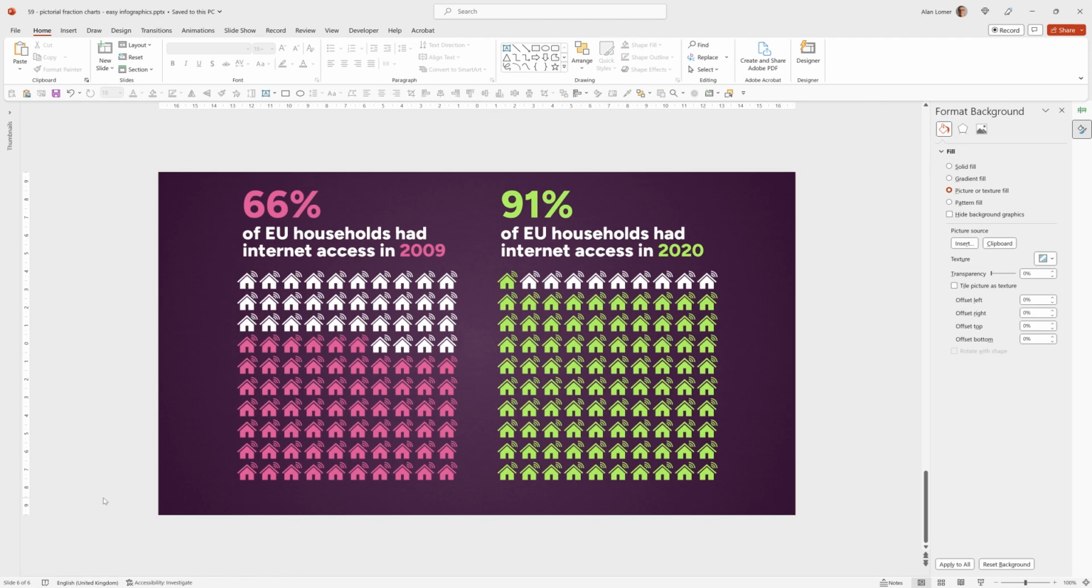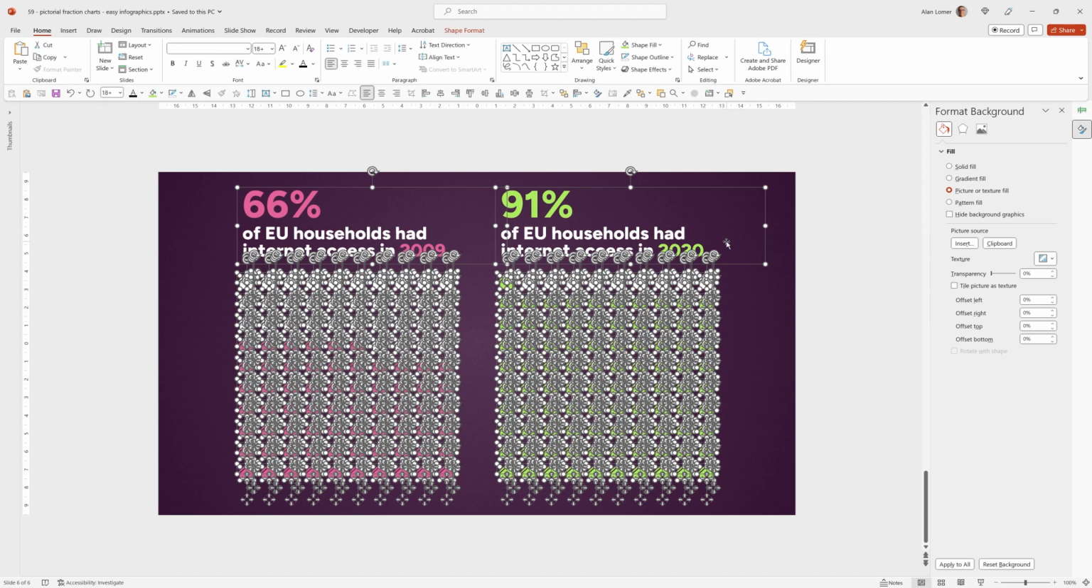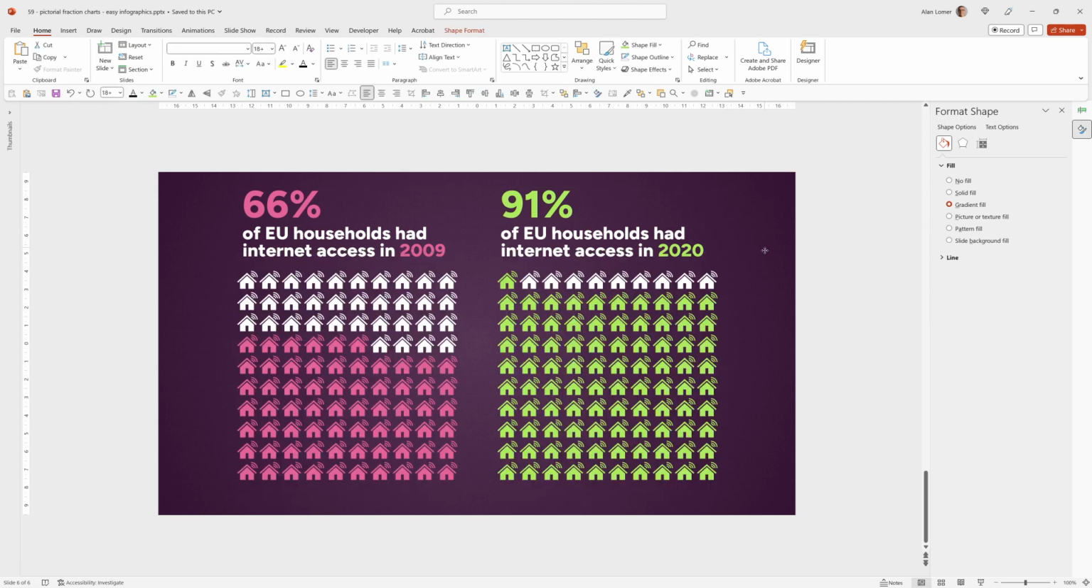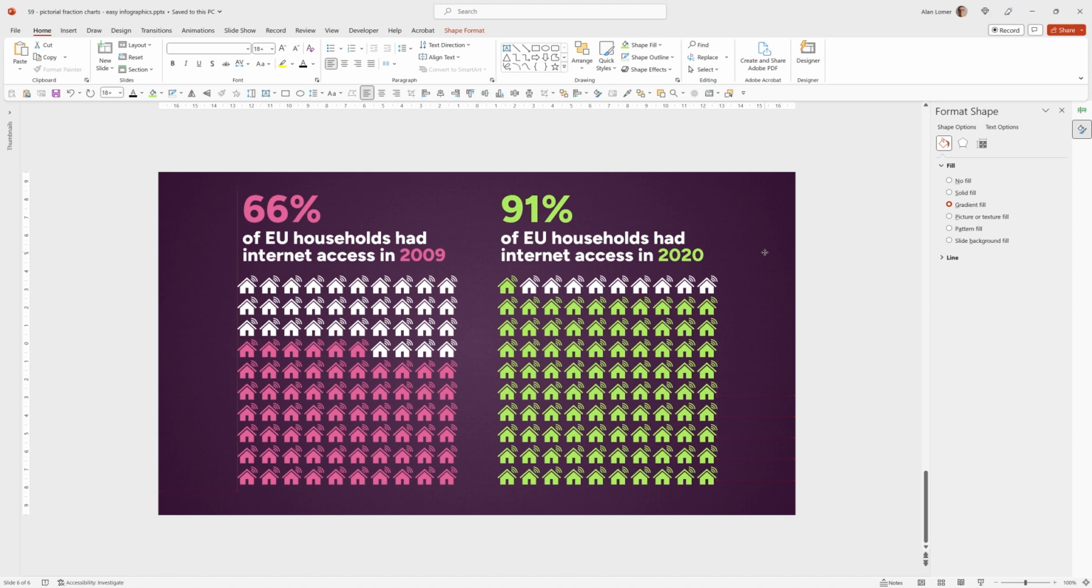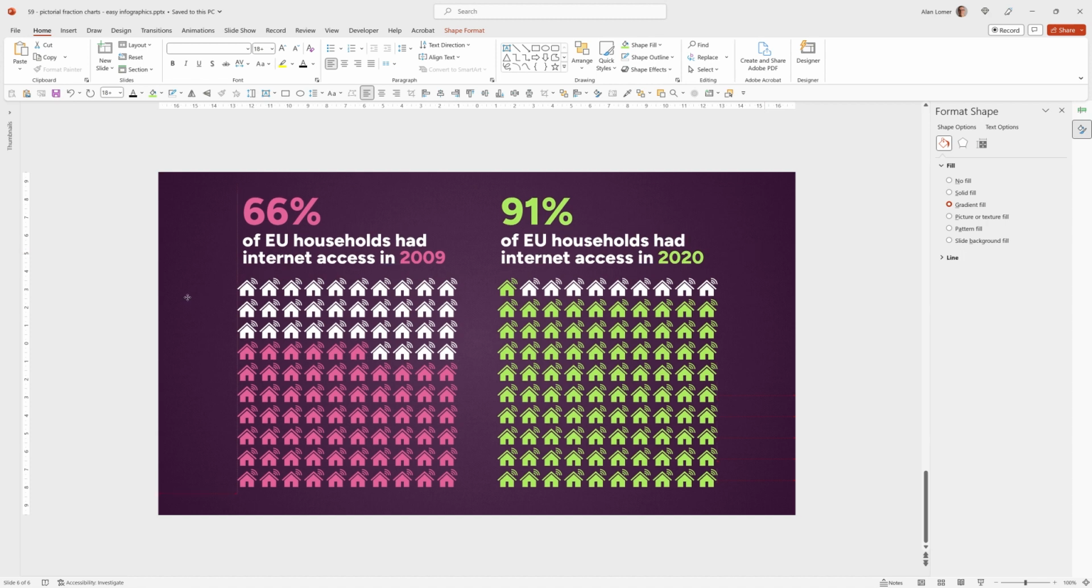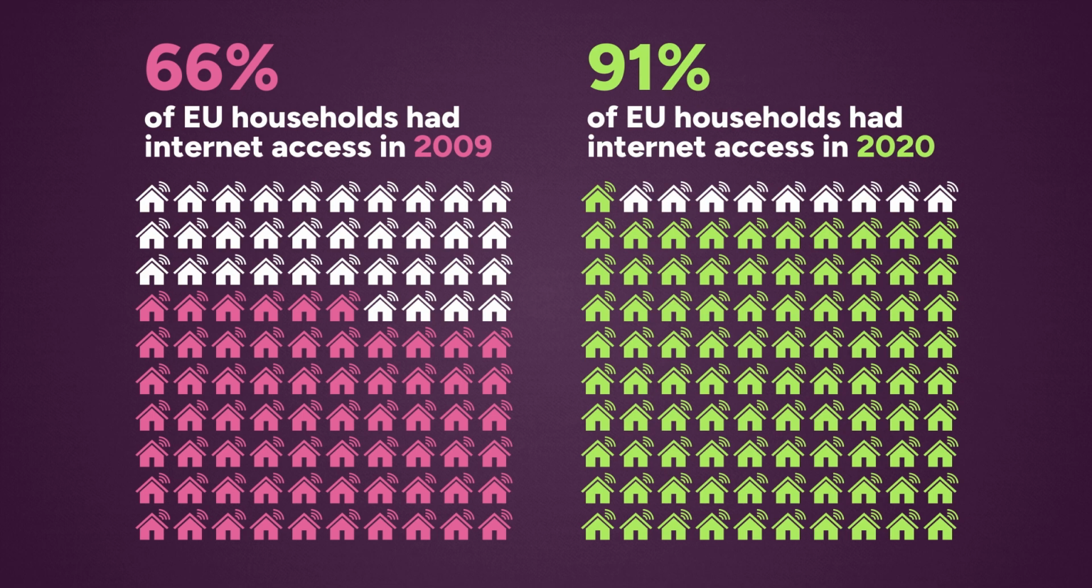Now I want to move them down very slightly. So I'm just going to select everything, which you can do by dragging over with the mouse or by pressing Ctrl A. Then I hold down Shift and move it down very slightly. That's about right. And there's our pictorial fraction infographic.